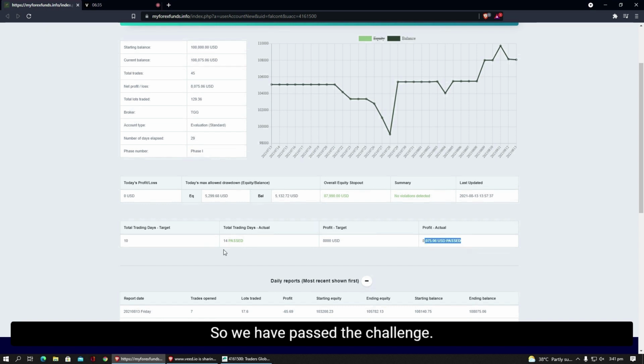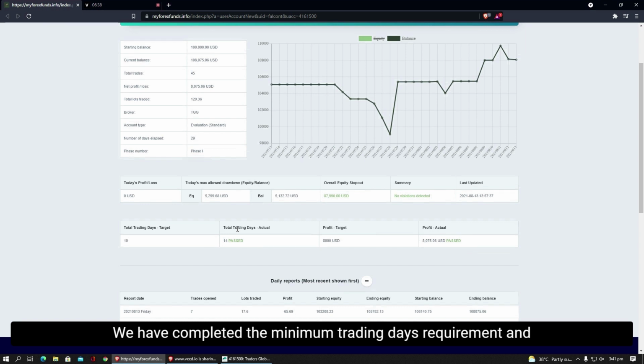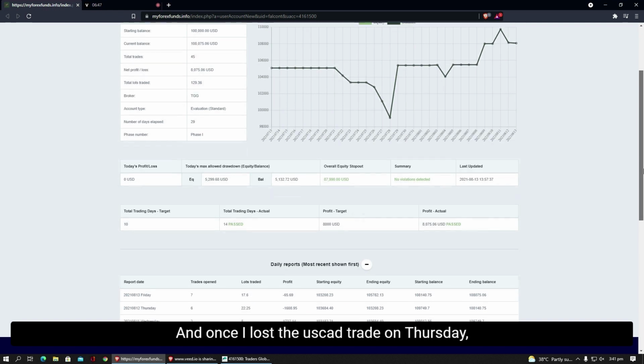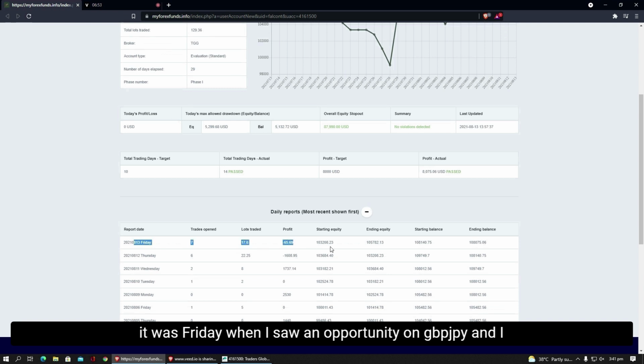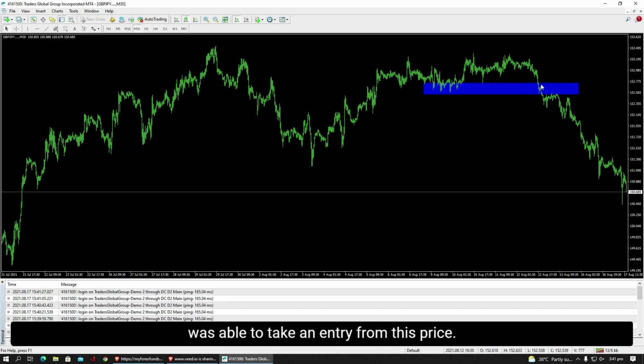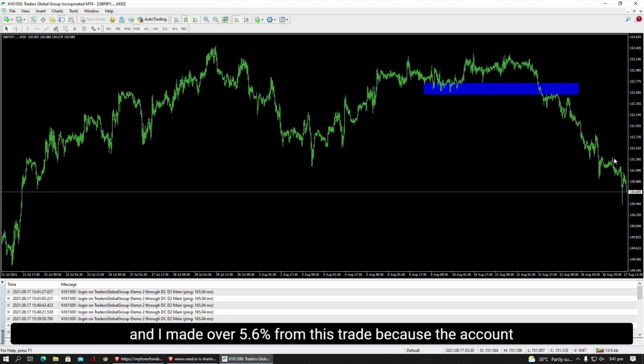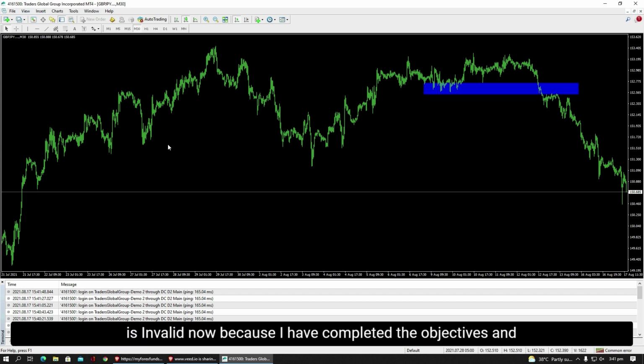So we have passed the challenge, we have completed the minimum trading days requirement, and there are no violations on my account. And once I lost the USD Canadian dollar trade on Thursday, it was Friday when I saw an opportunity on pound yen, and I was able to take an entry from this price. I put my stop loss here, and my final target was at this price, and I made over 5.6% from this trade.